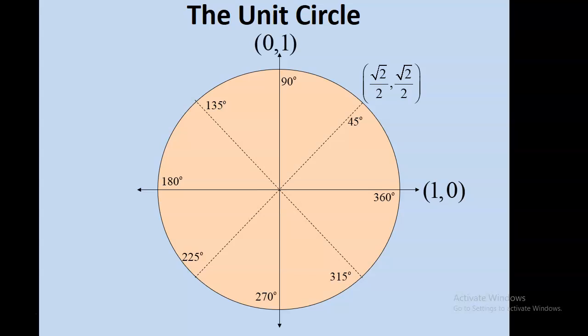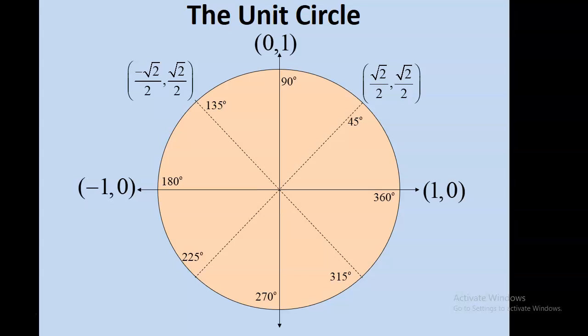If we go up to the 90-degree angle, we have the same deal. The y-coordinate is 1, so the sine of 90 degrees is 1. We go to 135, and we see negative square root of 2 over 2 and positive square root of 2 over 2. So those are the cosine and sine of 135 degrees. Again, we're in a unit circle. Radius is 1, so we go to the left 1 unit, and our coordinates are negative 1, 0. And again, that tells us the cosine and sine.